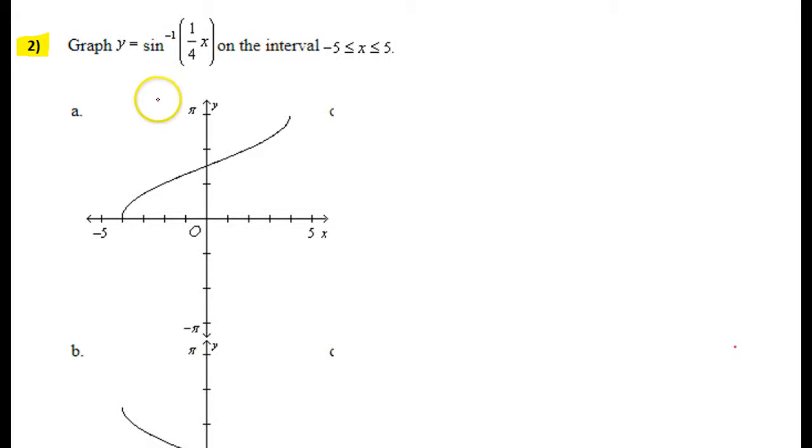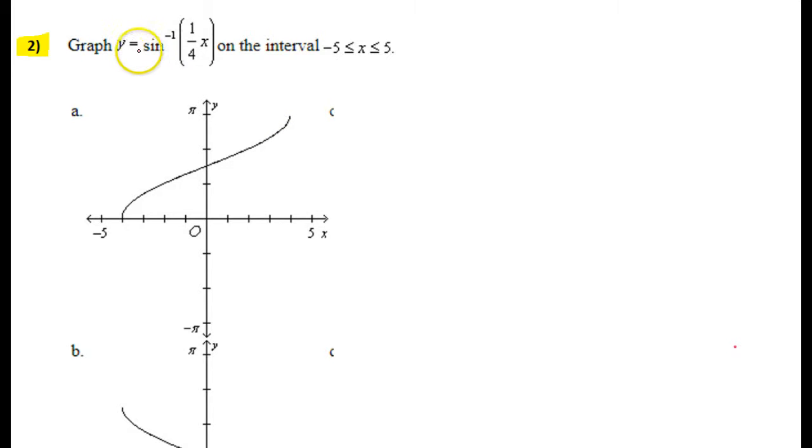So for this problem, we are being asked to graph the inverse sine of 1/4 x on this limited interval. Now this is a really fun and interesting problem because we're going to wind up using so many of the skills that we've learned over the last several units and even years. Okay, so let's get started.